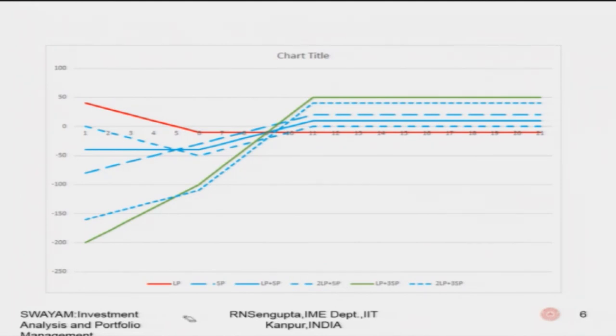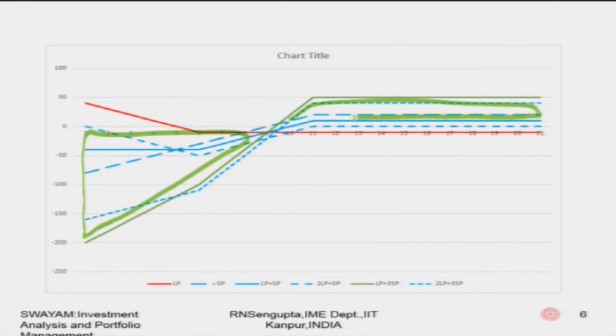When we come to the case of one long put and three short puts, it's green color in here. It should be blue, but still we'll continue showing it with the green color. So this is the case. Oh, this is not the color. I'm drawing the negative and the positive regions in order to basically show you the profit and the loss. So this part is basically the loss and this is the profit.